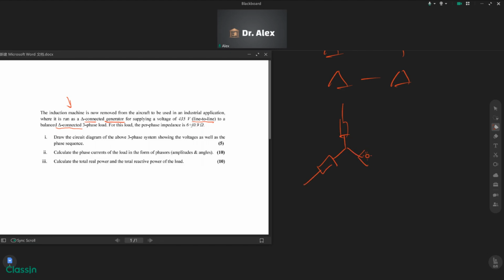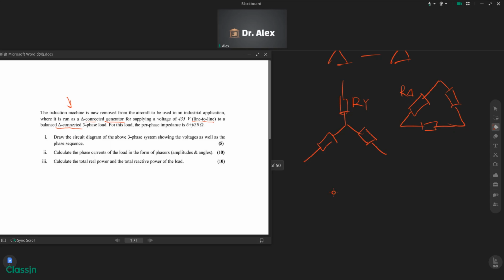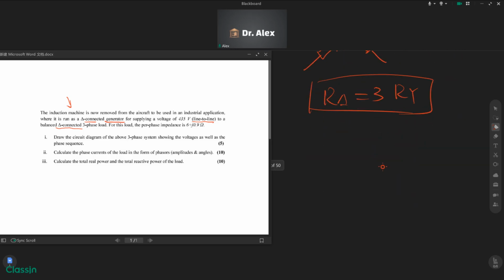This is a load with a Y structure. This is a load with a delta structure. This is R Y, and this is R delta. So basically, R delta equals 3 times R Y. Okay, remember it.